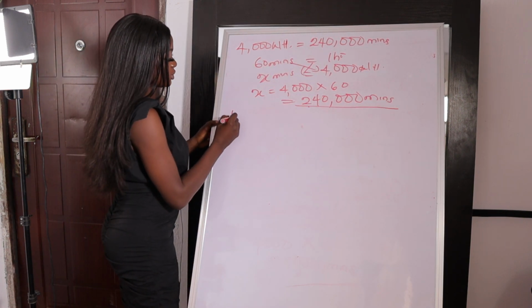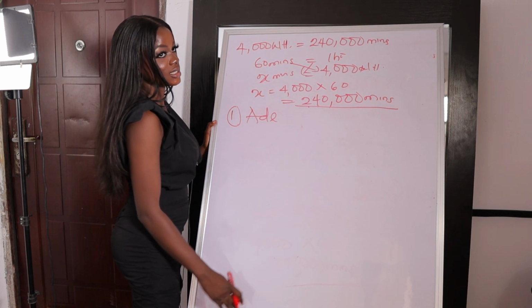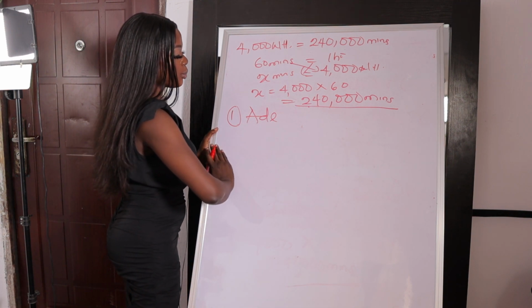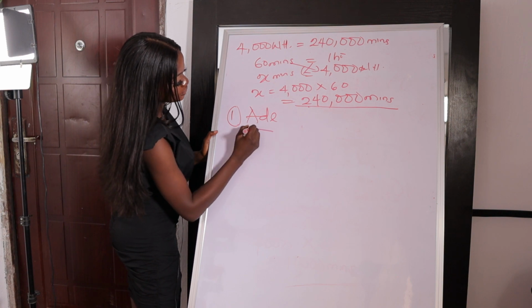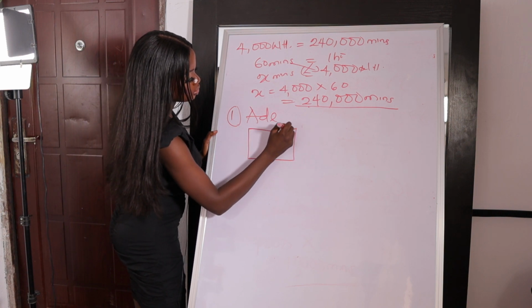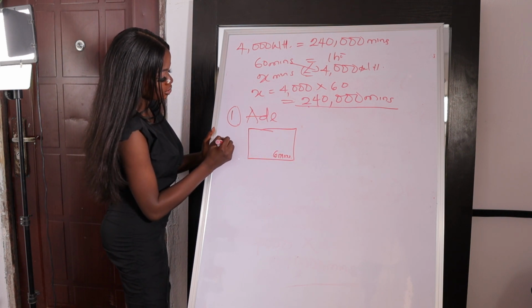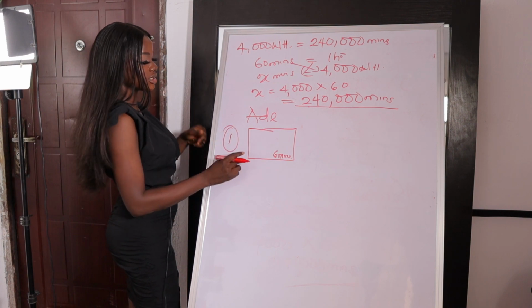Alright, so now let's assume there's a YouTuber called Ade. Ade wakes up in the morning and decides to open a YouTube channel, does all of the necessary things, and uploads her first video. Now let's assume Ade uploads a 6-minute video. This is Ade's first video, 6 minutes.